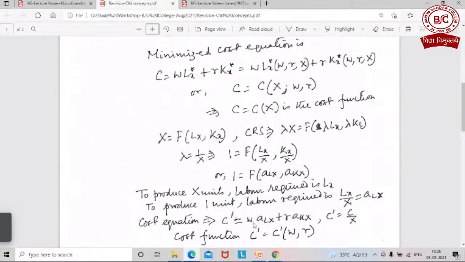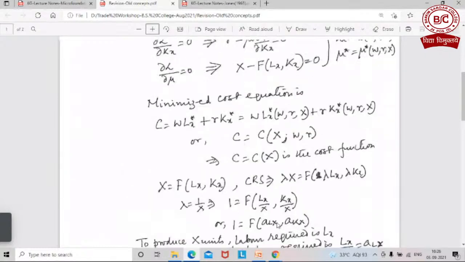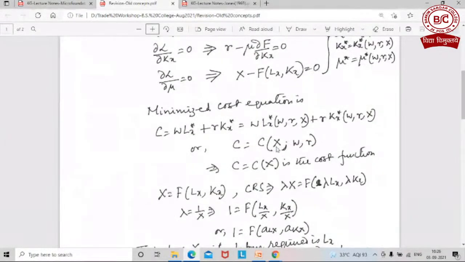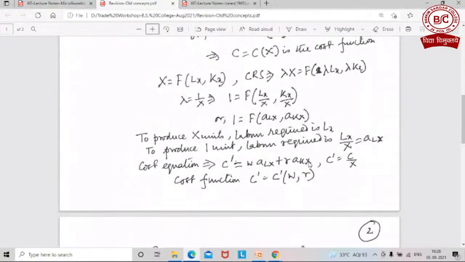Now, whenever we write in this way, we know that in general, the cost function is C of X semicolon W comma R. But if you convert your output to one, C becomes actually a function of only W and R. This we need for our discussion.